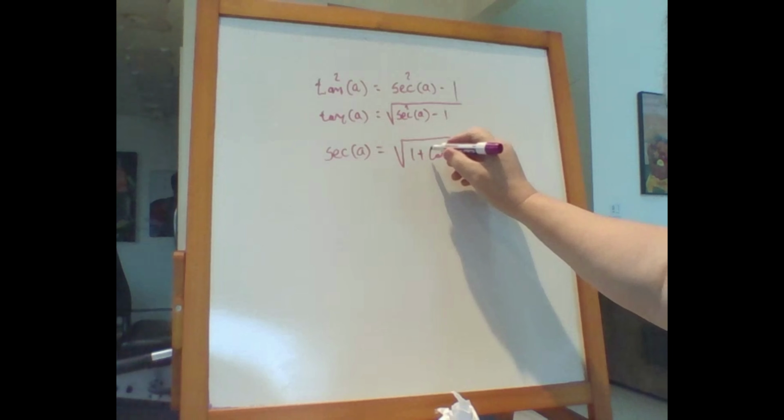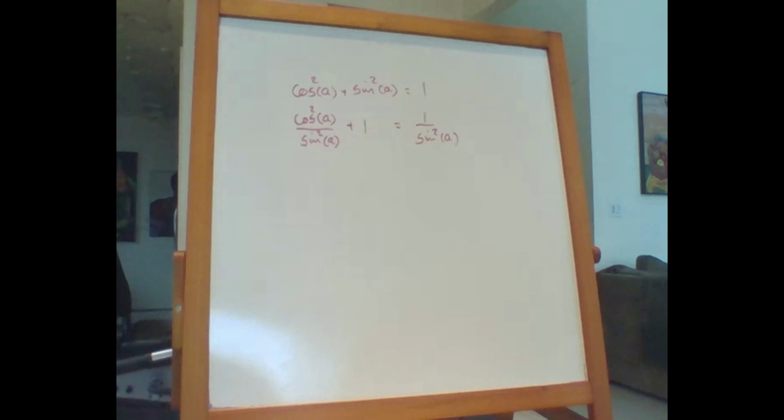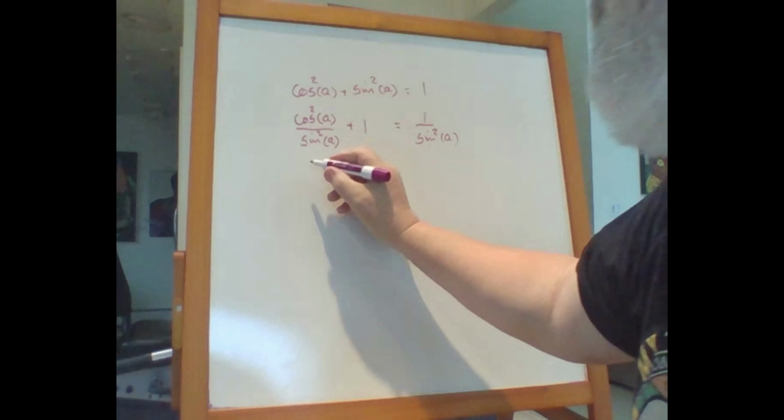Now, what if we divided through by sine squared? So we got cosine squared A plus the sine squared A equals 1. If we divide through by the sine squared, we got cosine squared A on sine squared A plus 1 is equal to, this is 1 on the sine squared A, but this is the cotangent squared of A plus 1 equals the cosecant squared of A.